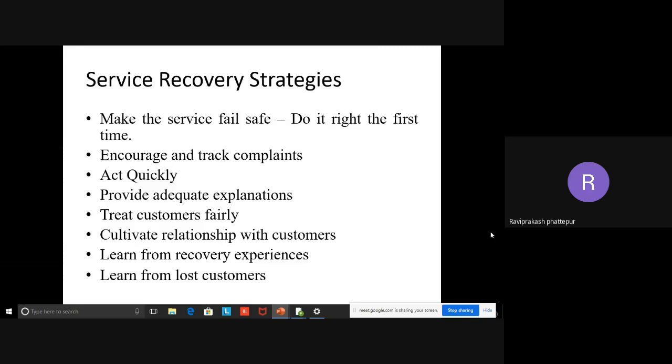So first one, make the service fail safe. So what do you mean by fail safe? Do it right the first time. If you want the customer to come back again to you, you have to give the proper service, not only service, give the proper service correctly the first time only. So this is the first thing. If you are doing it right, there is no need for you to go to other strategies. So what is the first one? Make the service fail safe. That means you should not have any places where you can go wrong.